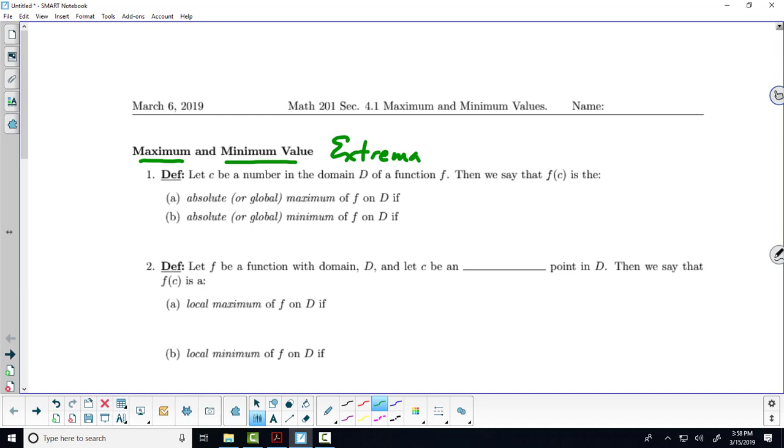The first category are called the global extrema, or sometimes called the absolute extrema. So let's pick a number, any arbitrary number, in the domain of a function f. If it turns out that the number we picked has the largest corresponding y value in the function, then we're going to call it a global maximum. So we're going to say that an absolute maximum is f of c if f of c is greater than or equal to f of x for all x in the domain.